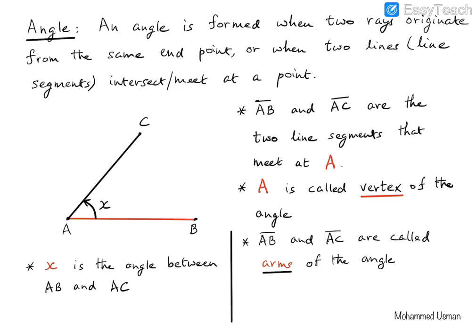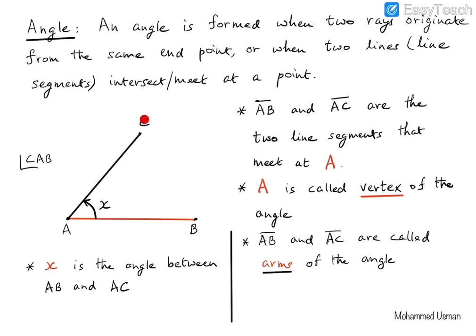So there are two line segments which are meeting at a common point, and an angle X is formed between those two line segments. The meeting point A is called the vertex of the angle, and the two line segments between which the angle is formed are called the arms of the angle. So we have an arm AB, another arm AC, and there is an angle between those two arms called the angle X. Of course, we can write this angle X by the common notation as angle CAB.